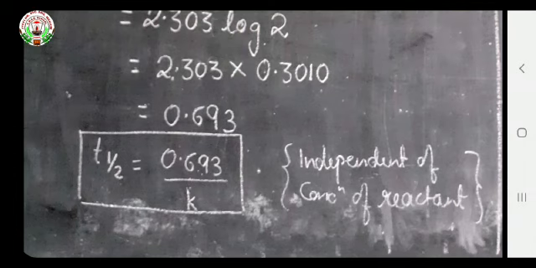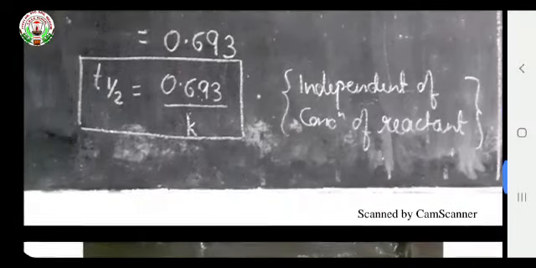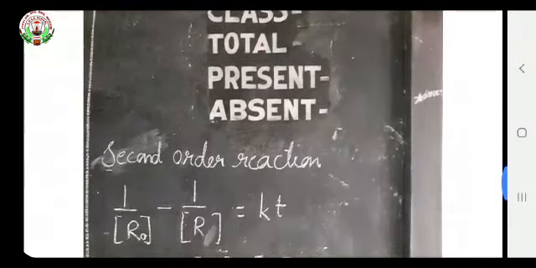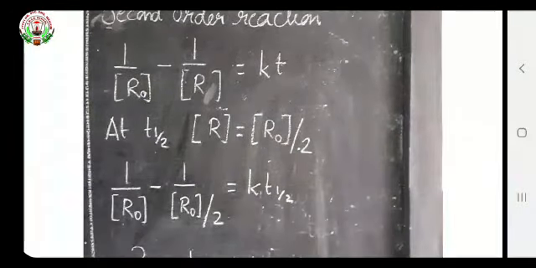With the help of this one, again we can calculate the value of t half, or we can also calculate the value of k with this expression. Here we also came to know with the help of this expression that it is independent of the concentration of the reactant. It does not have any relation with the concentration of the reactant. Now the same half-life period we have to derive for the second order reaction.